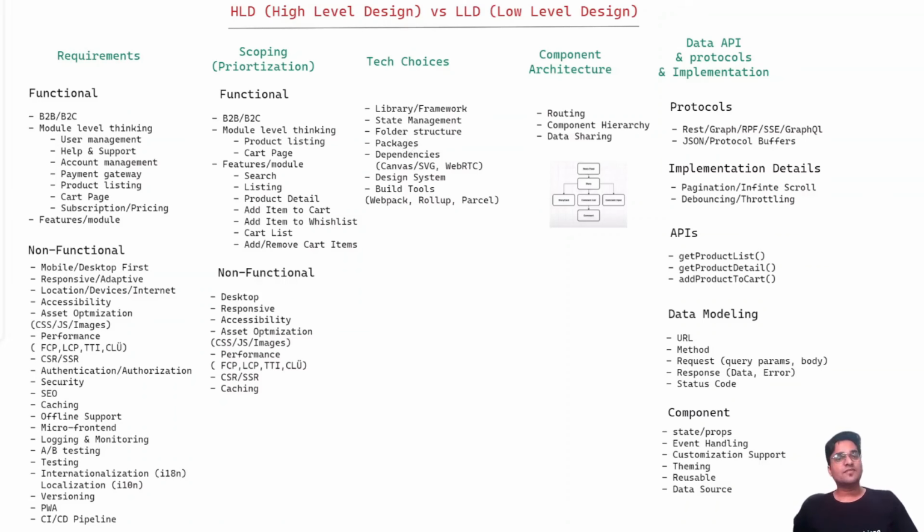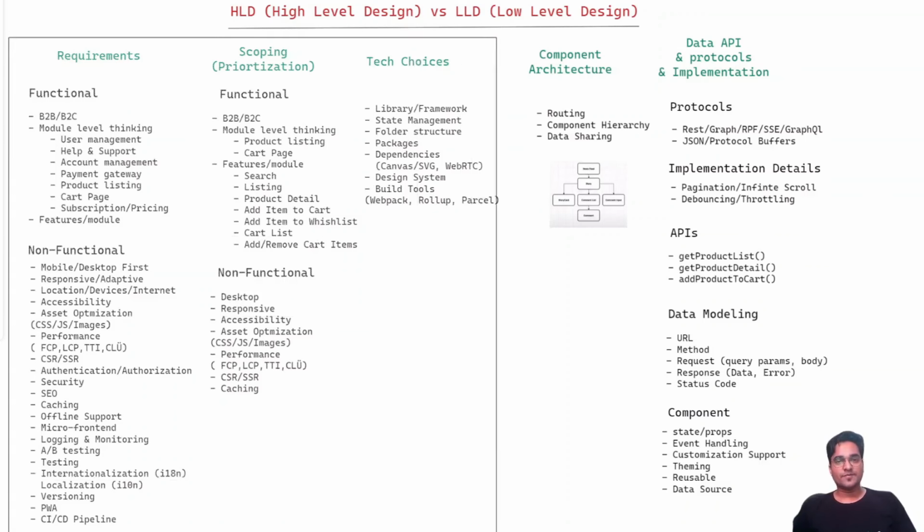So with this we discussed requirement scoping and the tech choices. All of these come into your HLD, which is your high level design. Maybe I can make it red color. This is basically HLD, as most people call it.